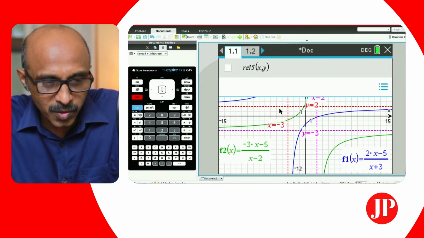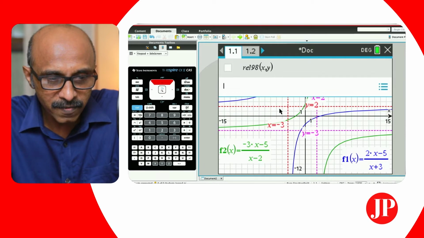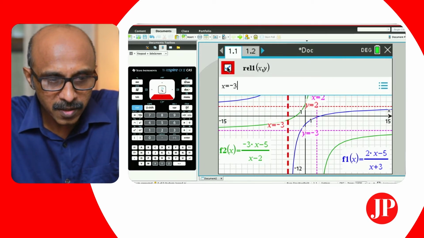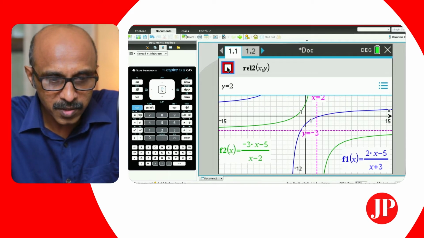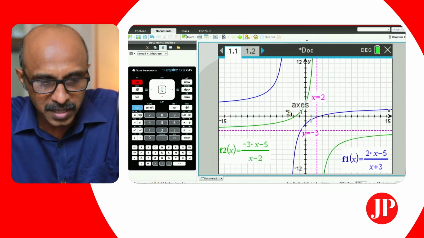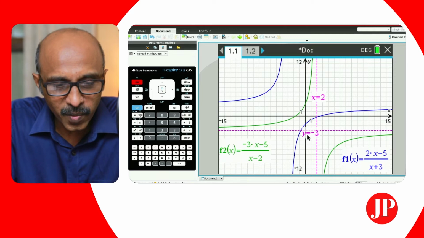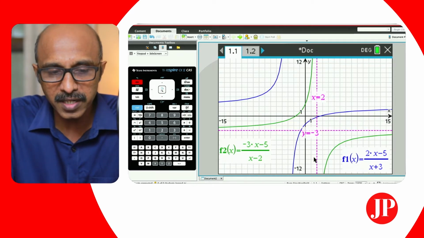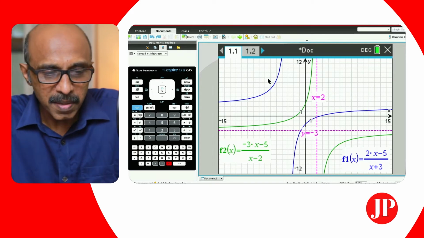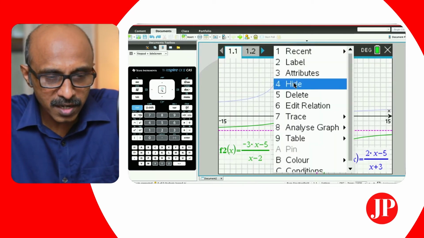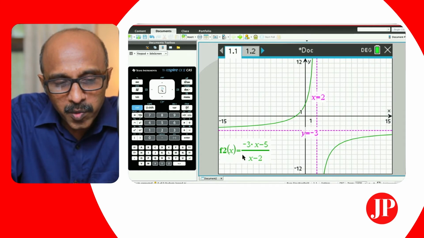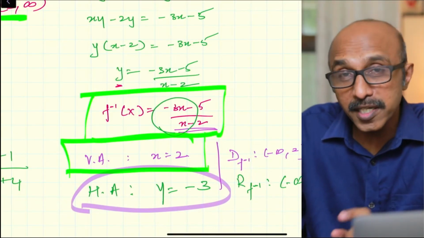Okay, so I go to my relations, and if I just went too far, let me just close this one and maybe close this one, and you might be able to see better now. Okay, so the asymptotes in magenta, y equals negative 3 and x equals 2, are the horizontal and the vertical asymptotes of the inverse function. Maybe we can even hide the blue graph, the original graph, so that we can see the inverse function more clearly.